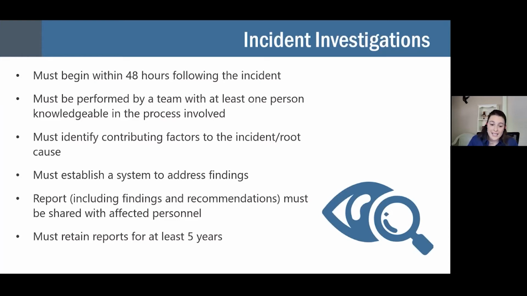It must be performed by a team with at least one person knowledgeable in the process involved. Again, there's that employee participation. It must identify contributing factors to the incident and identify the root cause. And it must establish a system to address findings. This should all be culminated in a report, which includes the findings and recommendations, and it must be shared with the affected personnel. So if there's a group of employees who work on the RNP covered process, operators, maintenance, they need to be informed of the incident and the investigation and findings. The report must be retained for at least 5 years.